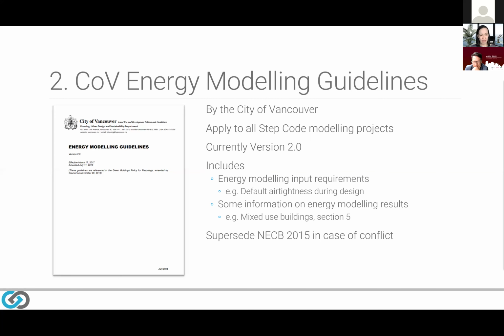And they include a number of things on the energy modeling input side. So I mentioned earlier that there's a default air tightness to use during design, or at least a recommendation for not exceeding that air tightness. And that comes from the Vancouver Modeling Guidelines. And then there's also ways on evaluating results, interpreting results, such as the mixed-use buildings I was just talking about. So all of that information is actually coming from the guidelines, which is referred to directly by the step code. It's not a super onerous document. I think it's less than 20 pages, but it is specific to this code and to these metrics, which is really helpful.